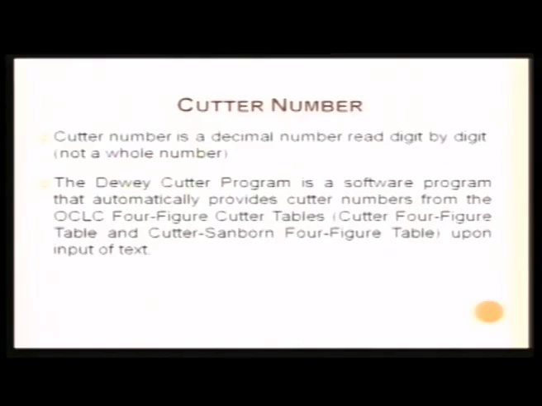is important. Then another thing which is very important for you, and you can try it yourself, is the DV Cutter program. It is a software program available freely on the internet, and it automatically provides cutter numbers from the OCLC 4-figure cutter tables. You can download the software and install it. It will take just a couple of minutes and you can try it yourself. This is the screenshot of the DV Cutter program.